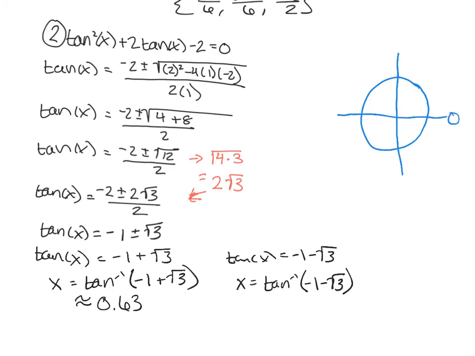Over here is going to be 0. Now in this top 90-degree section right here, I'm not going to write pi over 2. I'm going to write 1.75 because that is the approximation. Instead of writing pi, I'm going to put 3.14. So I'm going to set it up in decimals. So if I was to look to see where tangent of -1 plus square root of 3 is, it's going to be about 0.63, which is like here-ish.